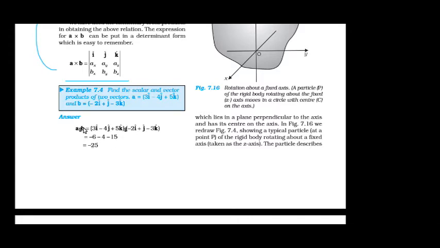Now A cross B. There is a printing mistake here: it should be vector A cross vector B, here also cross. In the same way, we'll multiply this with the whole of this. Again we'll multiply this with the whole of this. Again, third, you will multiply this with the whole of this.